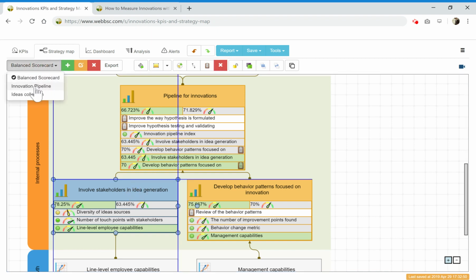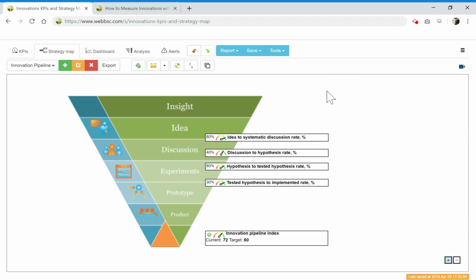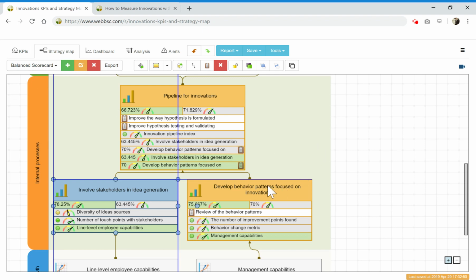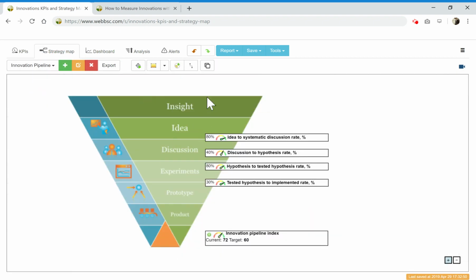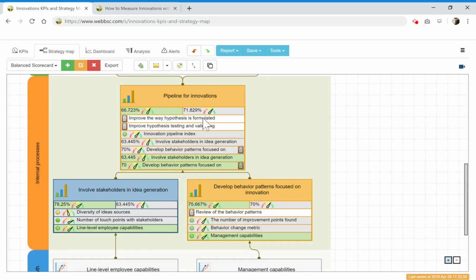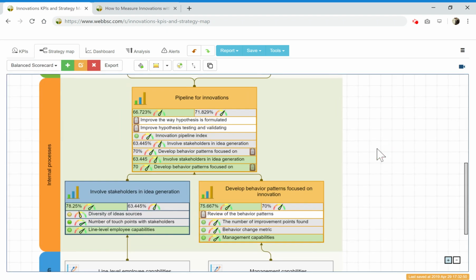One goal is related to this input. We want more ideas to be generated here. We want diversity of ideas. We want more stakeholders to generate ideas. And we want to work on this innovation pipeline to make sure the ideas go down fast. That's one point.